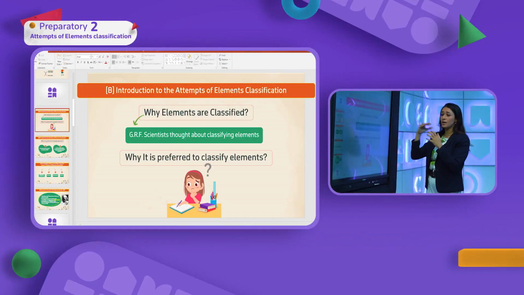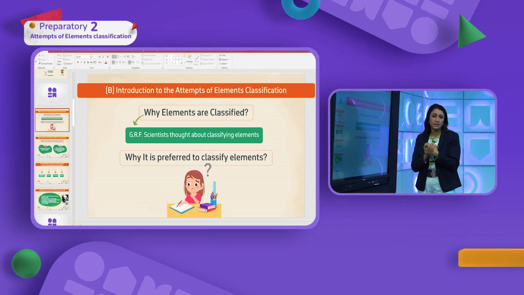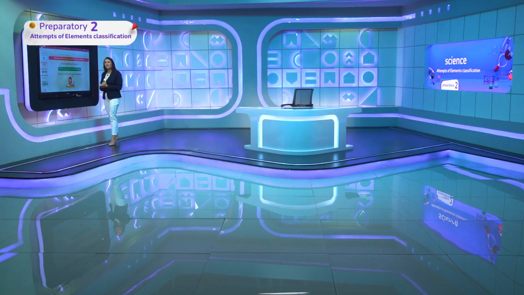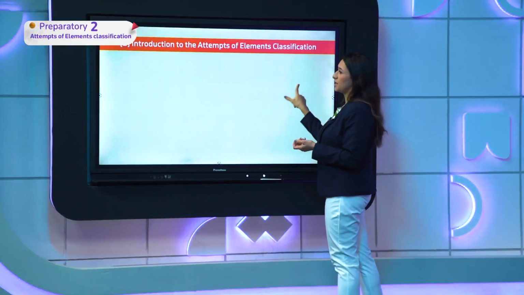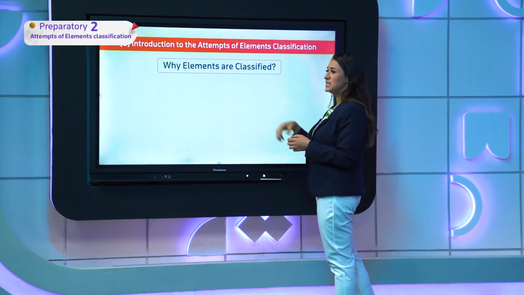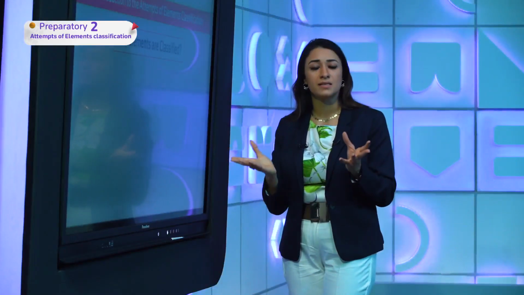طيب why are elements classified? Until now the elements are now, according to the updates, they are 118 elements discovered till now. The word classified means divided, organized.